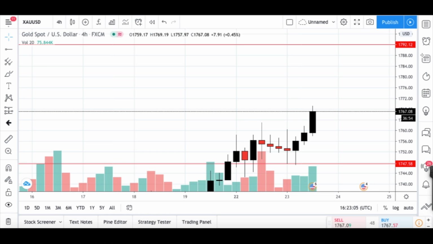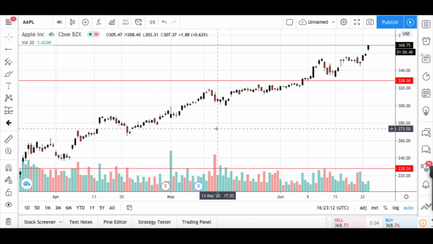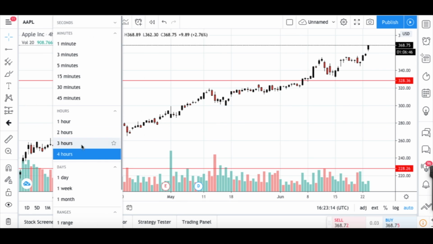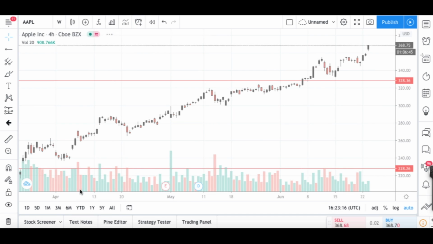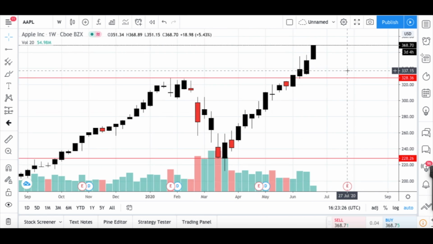So we looked at gold, we looked at Amazon, Netflix. Let's take a look at the Apple. Here on Apple, we have, again, weekly chart. We go to the weekly chart. I already pre-marked this area, but if we take a look, why this area is very significant.